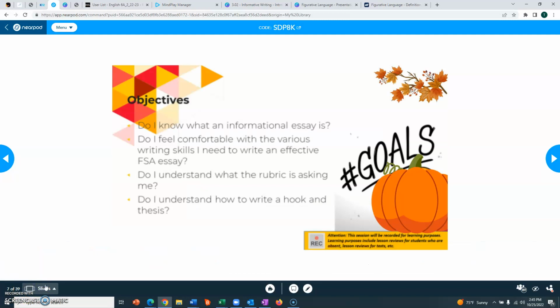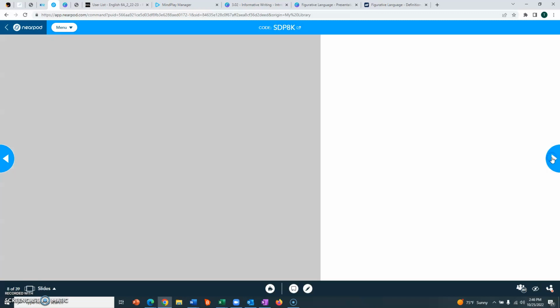Okay, first thing is our objectives. So, first, do I know what an informational essay is? Do I feel comfortable with various writing skills that I need to have in order to be effective on my FAST test? I know this says FSA right here, but now it is our FAST. Do I understand what the rubric is asking me? And I will be sharing the rubric with you here at some point. Not today though. And do I understand how to write a hook and thesis? And we are going to work on that throughout this week and next week in whole group.